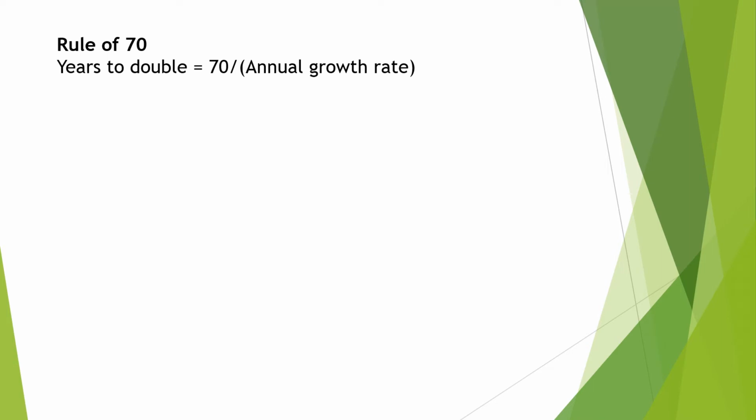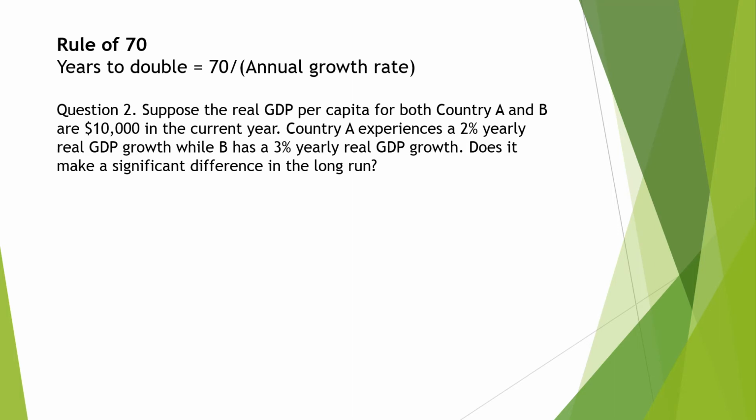When it comes to talking about growth, the rule of 70 is a very straightforward calculation that you can use to find out how long it takes for a variable to double. So 70 is a constant. You divide that by the annual growth rate. Here is one example.